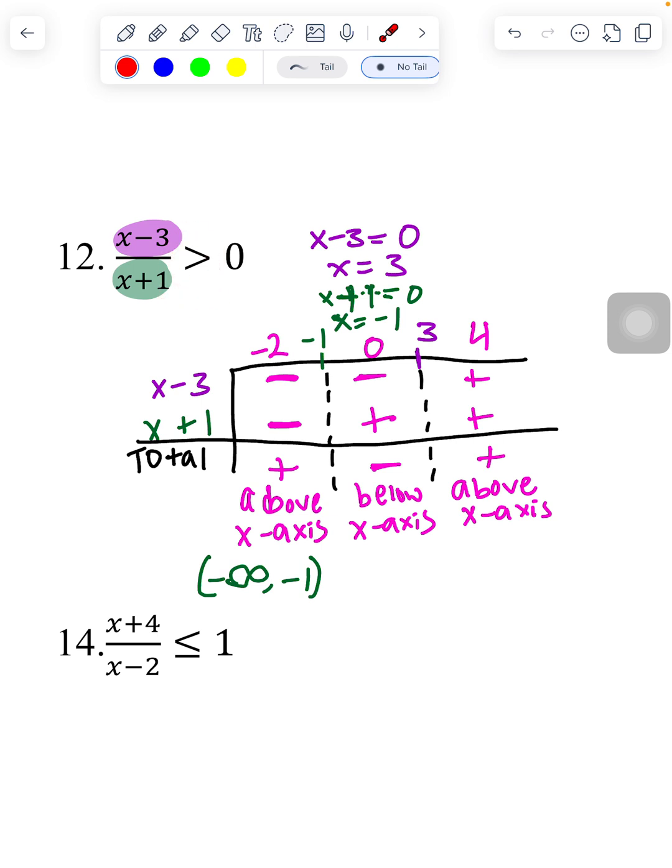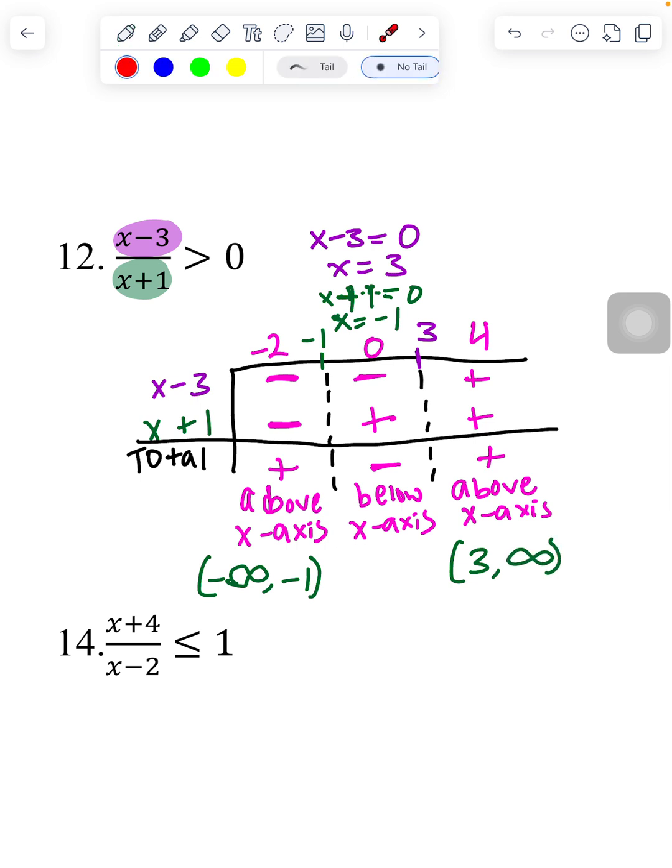It just says strictly greater than, so I'm going to use parentheses instead of brackets here, but also that -1 is a vertical asymptote, so it can never equal -1 anyway. So from -1 to -infinity, I am greater than 0, because I'm above the x-axis as we see from our sign chart. And then from 3 to infinity, we were also above the x-axis. Sorry, I forgot to close that.